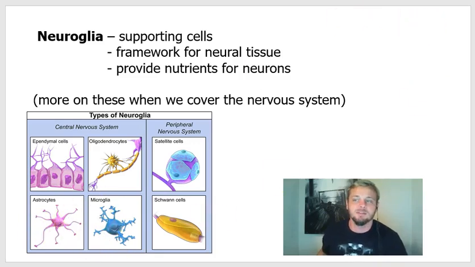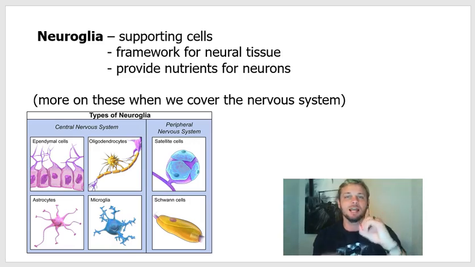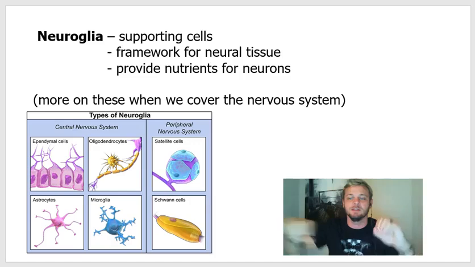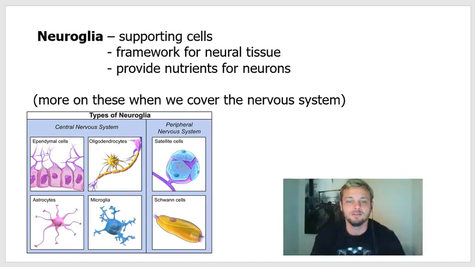So when you get up into the central nervous system, you have a thing called the blood-brain barrier. These capillaries are super tight and they don't let a lot of stuff out. But astrocytes can hook on to those capillaries and pull out nutrients so they can give them to neurons.